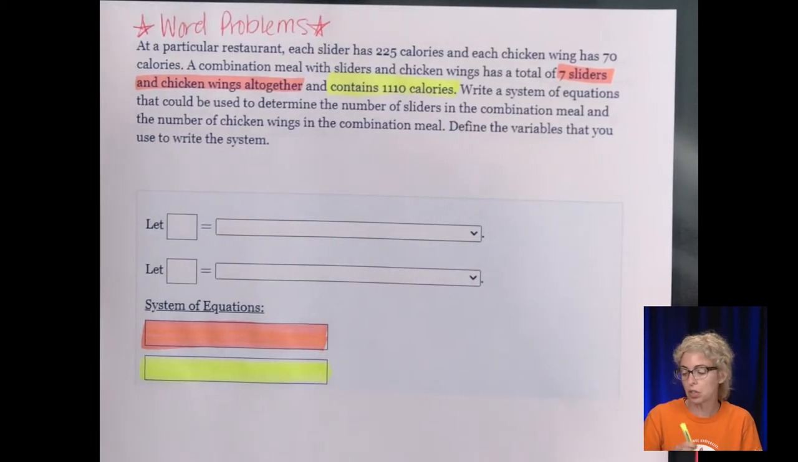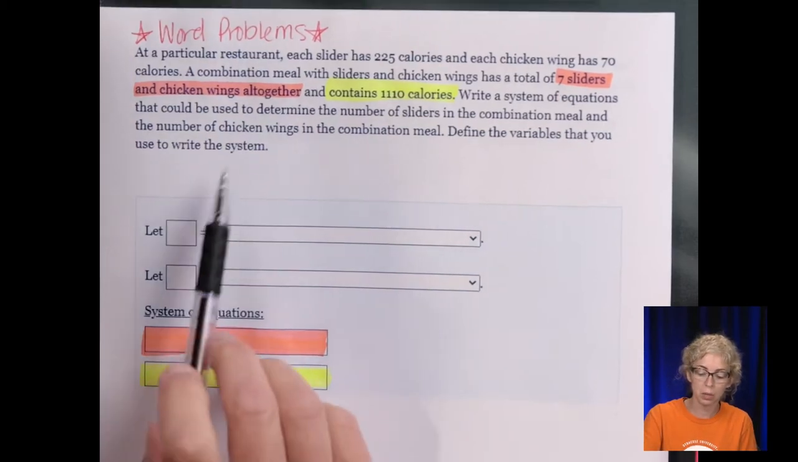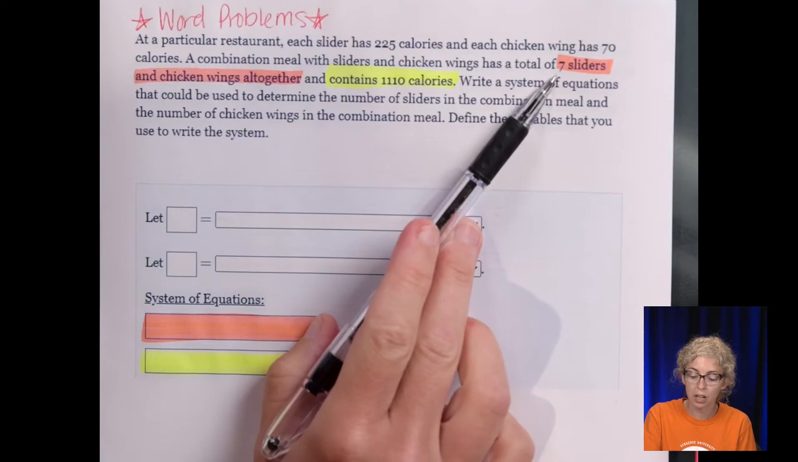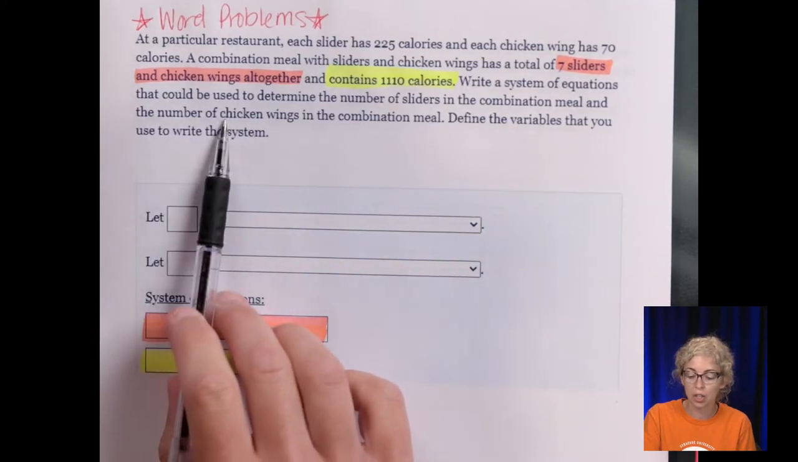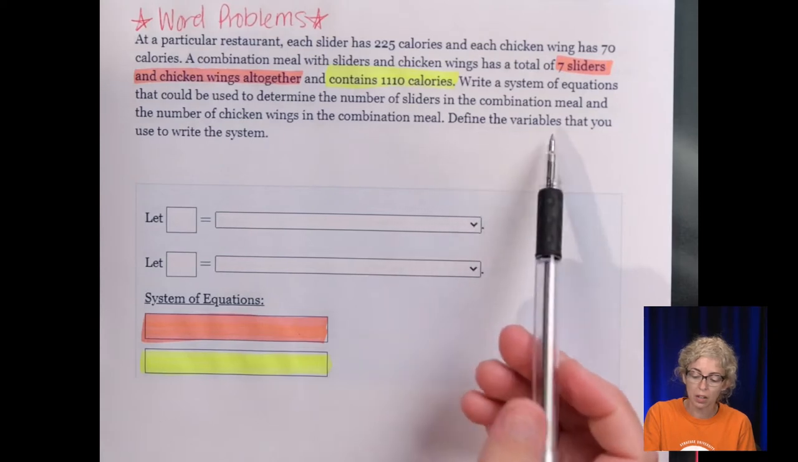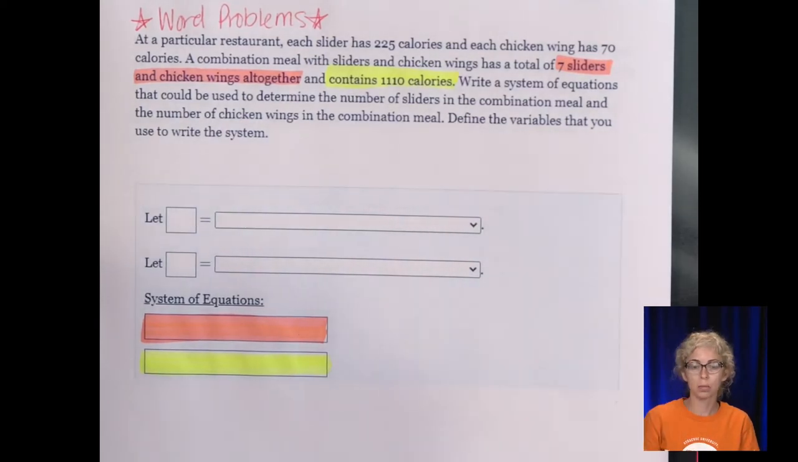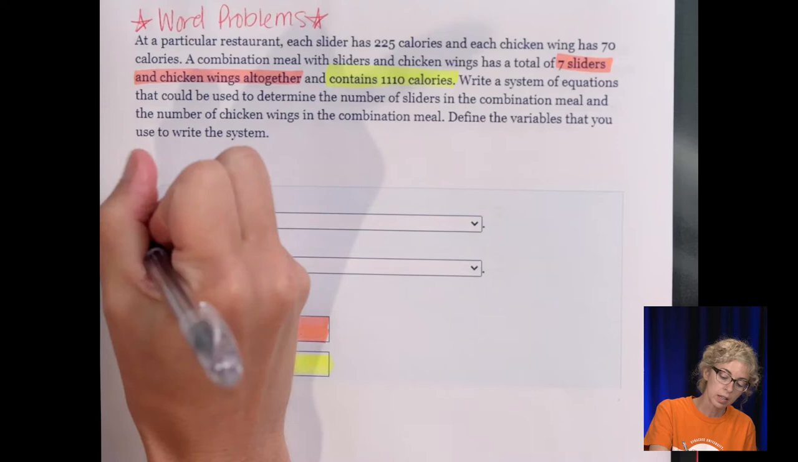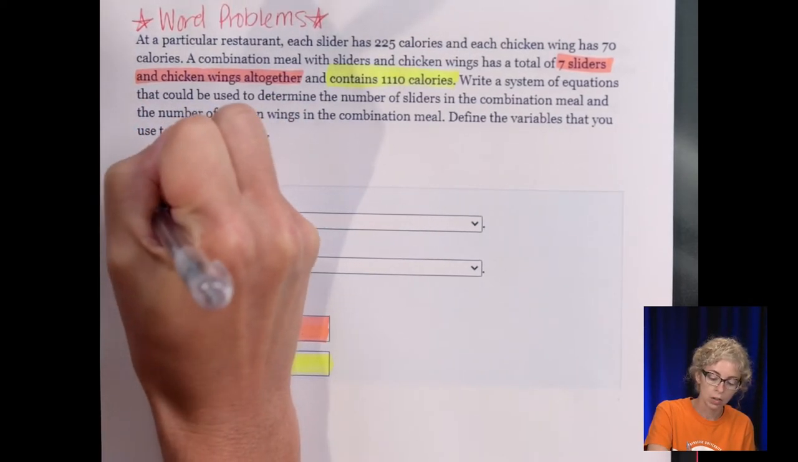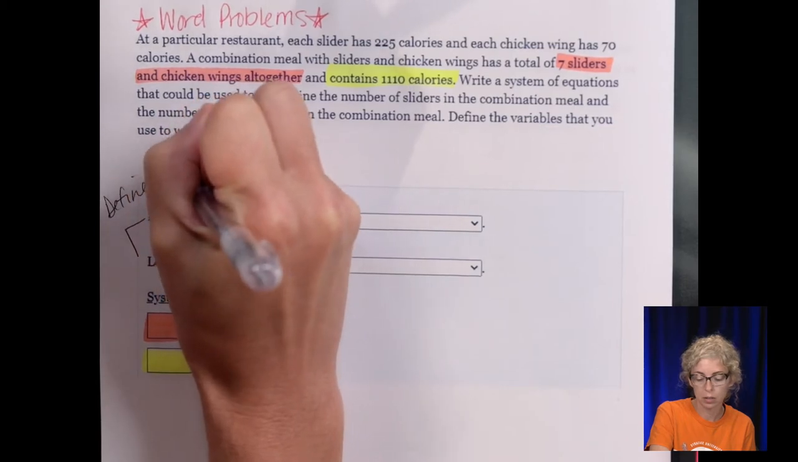Write a system of equations. So that means we're going to write more than one that could be used to determine the number of sliders in the meal. So I want to know how many sliders in the meal and how many chicken wings in the meal. So that's our pink equation. Define the variables used to write the system. So we first start by defining variables. These are our let statements.